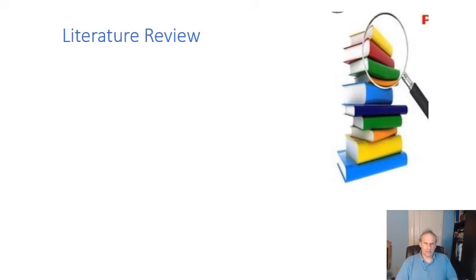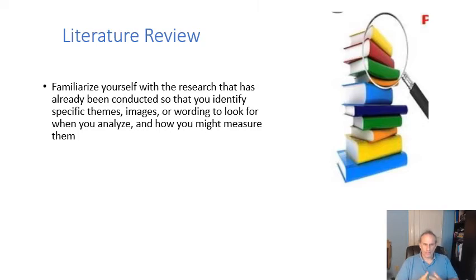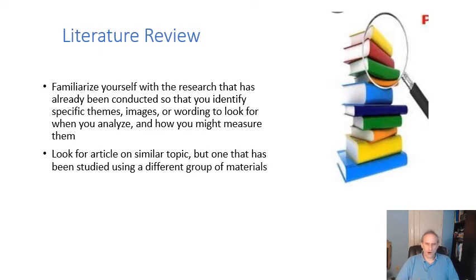What kinds of literature review help do content analysis? First of all, it helps you familiarize yourself with what research has already been conducted so that you can identify specific themes, images, or just the wording used for when you analyze and how you might measure them in similar ways. You can look for articles on a similar topic, one that's been studied using a different group of materials. People in the past may have looked at a topic and analyzed books or movies, while you want to look at social media.